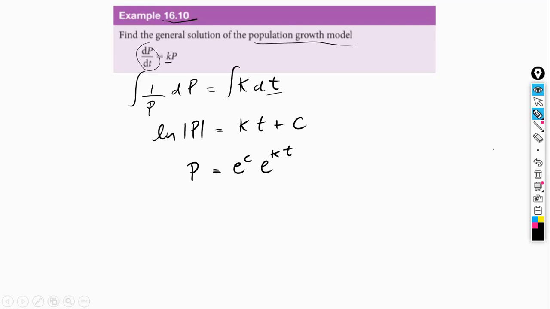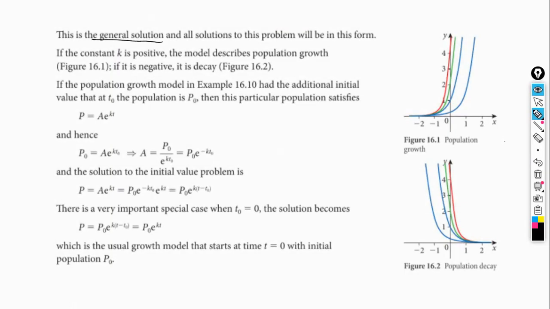But normally the notation for these population growth models is with a letter a instead of this. So we would write p is equal to a times e to the power of k times t. This is the general solution, and all solutions to this problem will be in this form. If the constant k is positive, the model describes population growth, as we can see here in figure 16.1. If it's negative, then it is decay, as you can see in figure 16.2. So this would represent exponential decay.